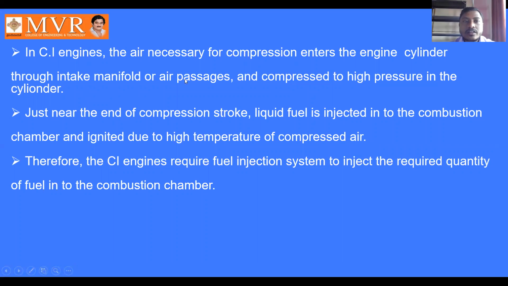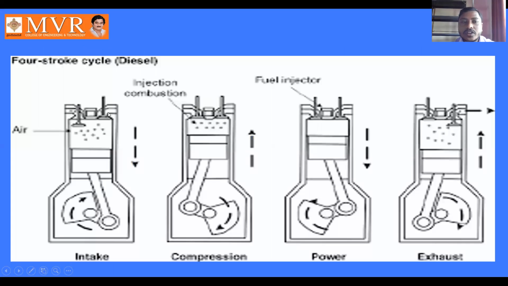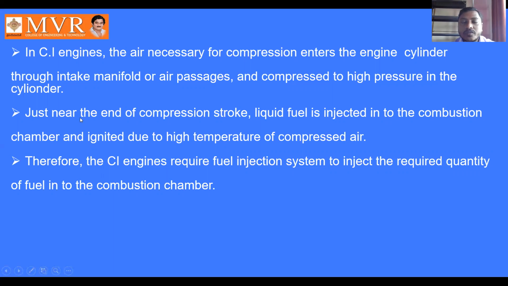See here, in the CI engine, the air from compression enters the engine cylinder, which I have shown you in the diagram, how the air enters the engine cylinder through the intake manifold or air passages and is compressed to high pressure in the cylinder. You can observe how the air enters the cylinder and is compressed. Near the end of the compression stroke, liquid fuel is injected into the combustion chamber and ignited due to the high temperature of the compressed air.